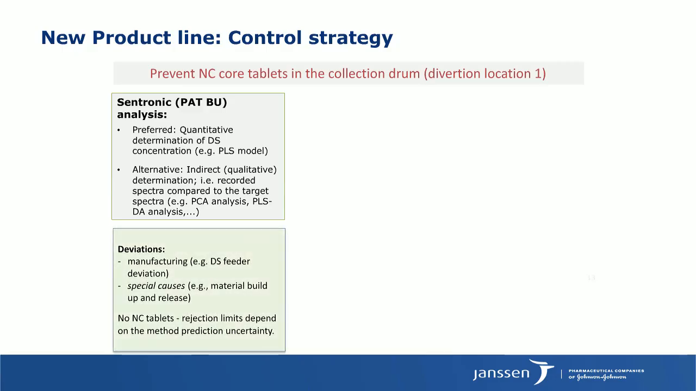So what can we measure with this Sentronic tool? We can of course measure manufacturing deviations. If there are deviations in the feeders, in the mass balance of the feeders, we see it with our Sentronic tool. Of course, we also see it with the residence time distribution model. But the Sentronic tool has the advantage that we can also see special causes. There can be material buildup and certain release of material buildup. This is something that you are not able to see with your RTD process model. You can only see it with the PAT-BU tool. So actually, our PAT-BU tool can do a bit more than the RTD tool.